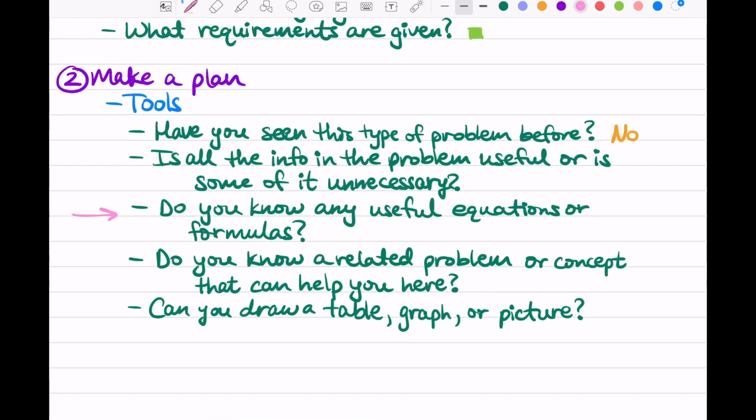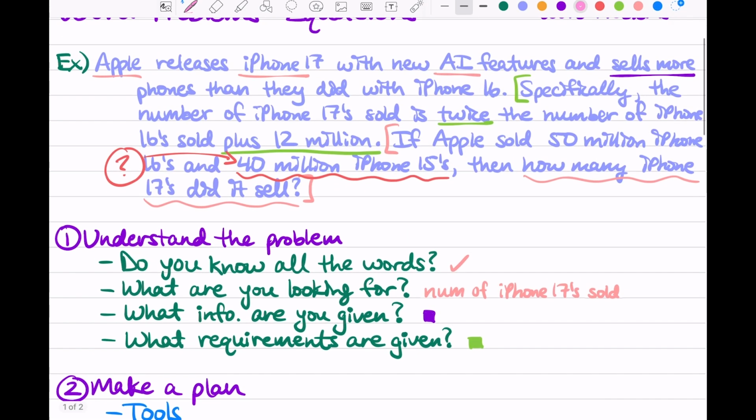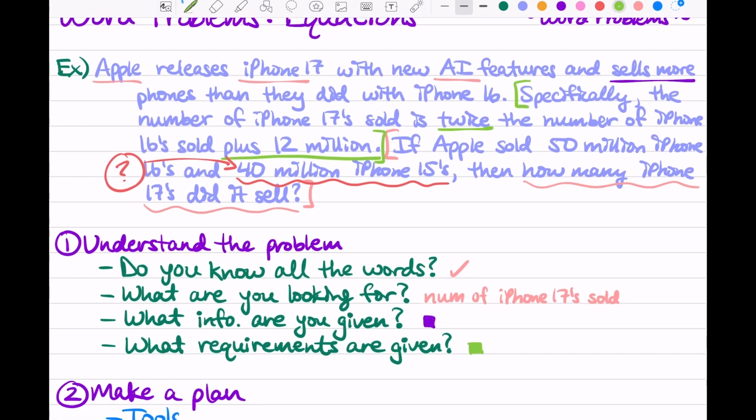Looking at our next question, do you know any useful equations or formulas? Well, I can't think of any equations or formulas off the top of my head. Again, we just started this class. Let's see if the word problem gives us any clues. So looking at the second sentence between the green brackets, we're told that the number of iPhone 17s sold is twice the number of iPhone 16s sold, plus 12 million. Is there a way to turn that into an equation?